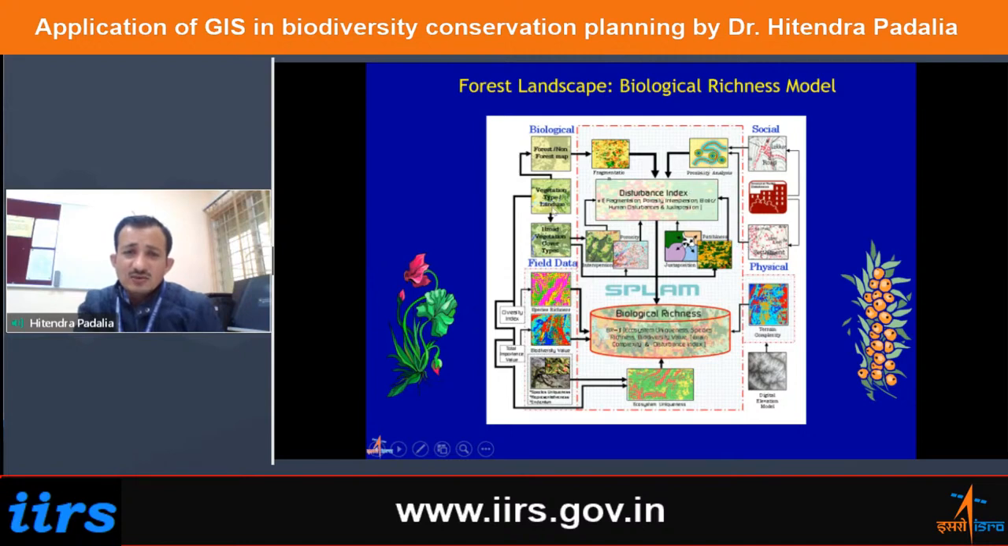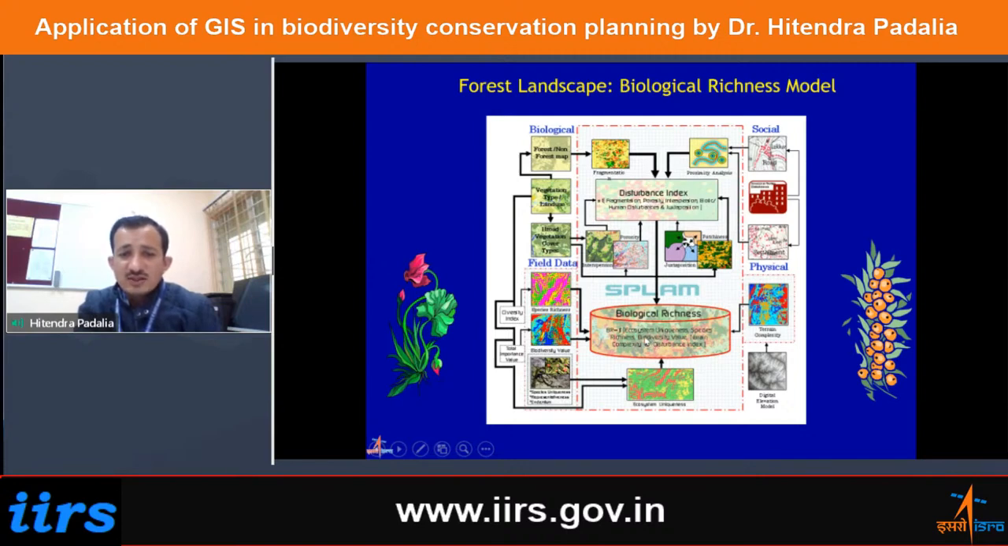And then you can generate some metrics like porosity, interspersion, juxtaposition. They all characterize the pattern of the landscape, the distribution of the different patches of different vegetation types in the area. This information can then be integrated as a disturbance index. What does the disturbance index mean? For example, it could be a function of fragmentation, porosity, interspersion, or human disturbance. You have to generate a function which will characterize the disturbance.